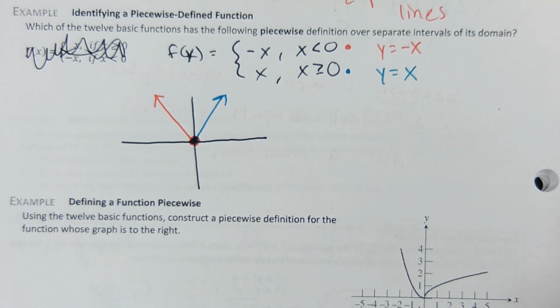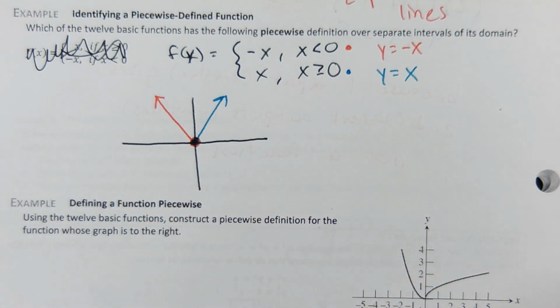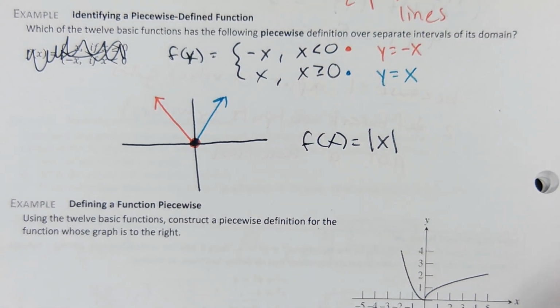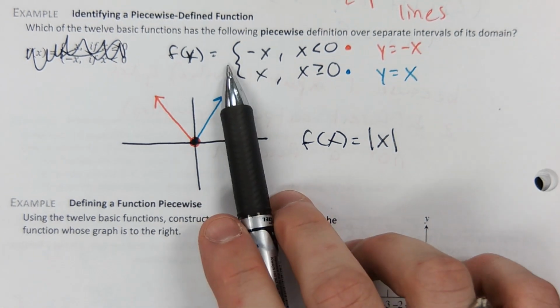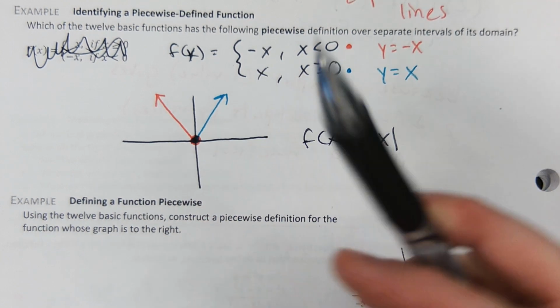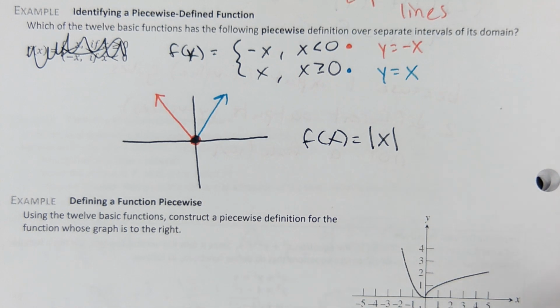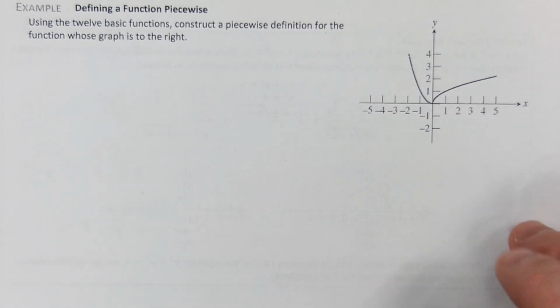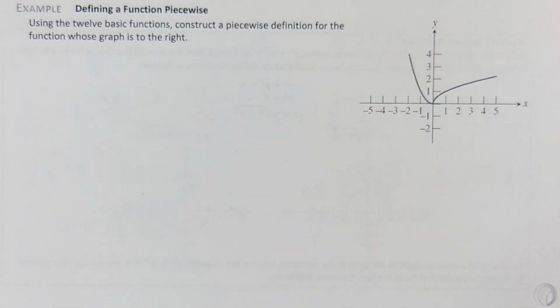What did I just graph? That is the absolute value of x. So the absolute value of x is a function. So I don't need to define it implicitly. But I can define it piecewise as two different linear equations with restricted domains. Pretty cool, huh? So down here, we're going to use the 12 basic functions to define this piecewise function.